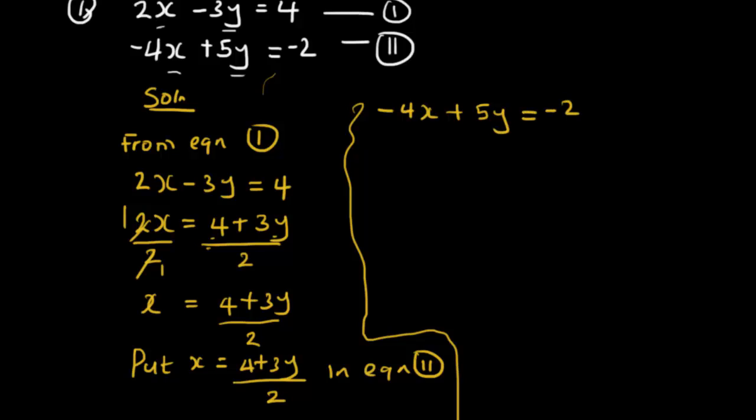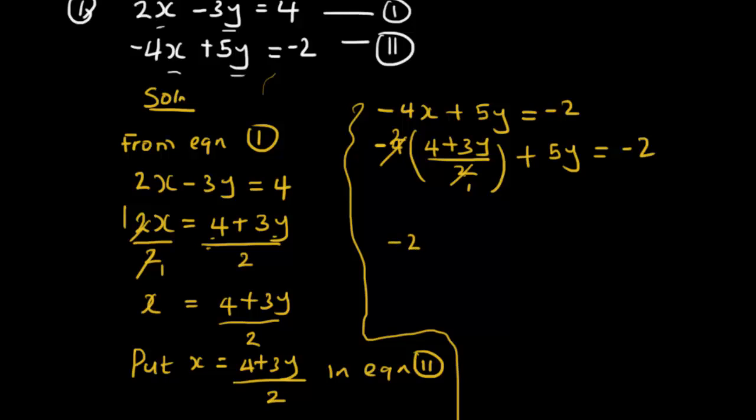Anywhere I see x, I'll call it 4 plus 3y all over 2. So I'll be having minus 4 into brackets, 4 plus 3y all over 2, then plus 5y equals minus 2. I hope you understand it. Now 2 can go into 4. Now remember, bracket is the same thing as times. So I have 2 here, 1, and 2 here, 2. So I'm having minus 2 into bracket 4 plus 3y, then plus 5y equals minus 2.